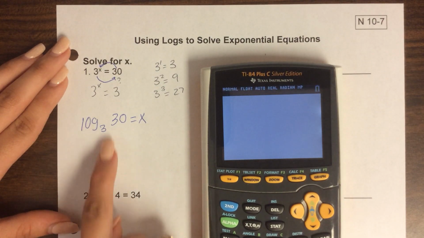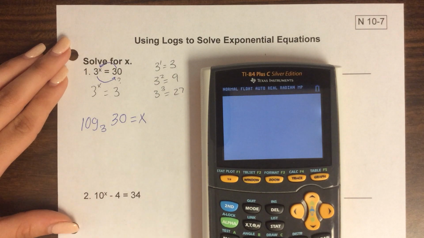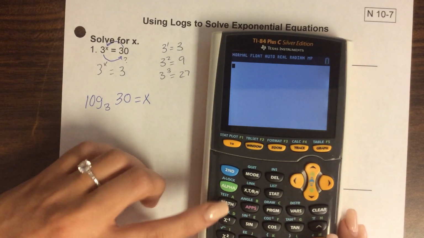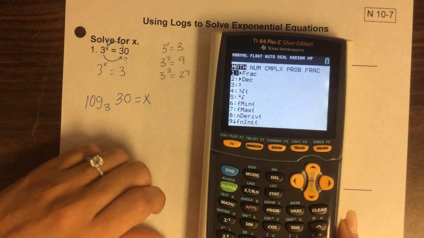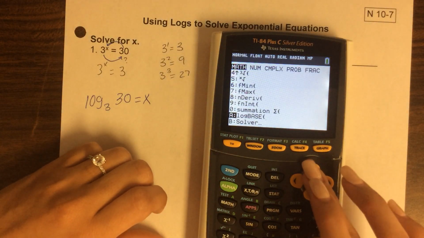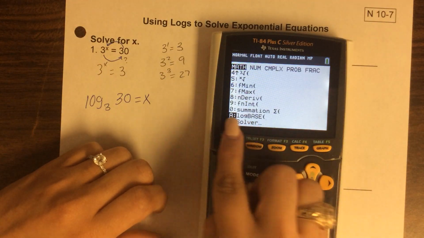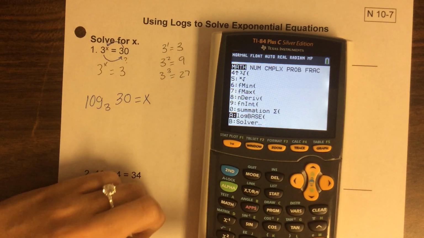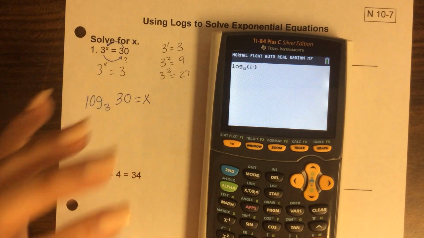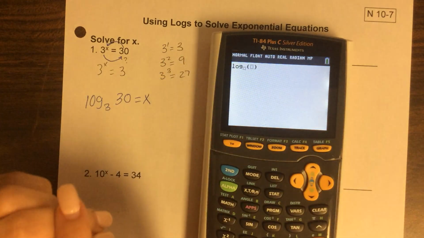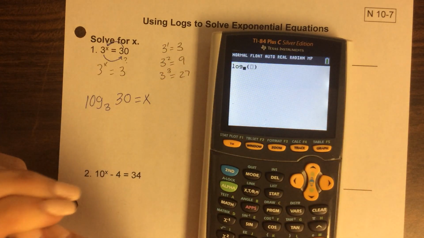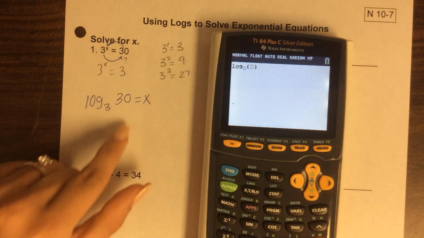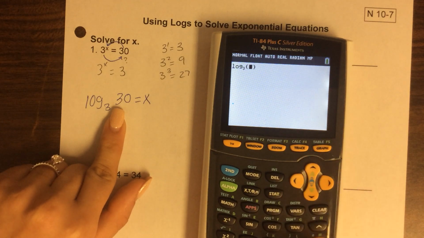So I want to put this into the calculator. The easiest way to do it is to go to math. I'm going to click this button, math, and go twice up to this little button right here that says log base. If you just click log, you're not going to get the right answer. You're going to get the common log, the one without this little base. So make sure you do this exact method that I'm teaching you. So we're going to go ahead and just plug this in.